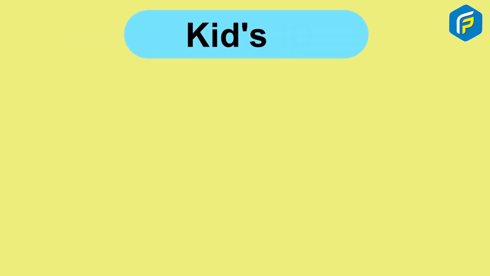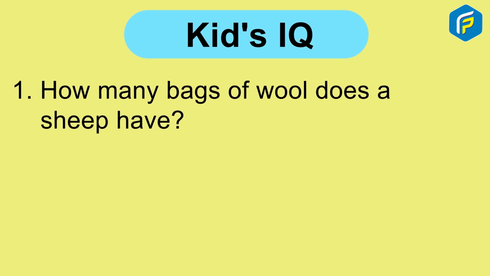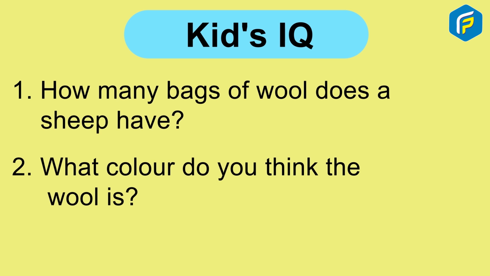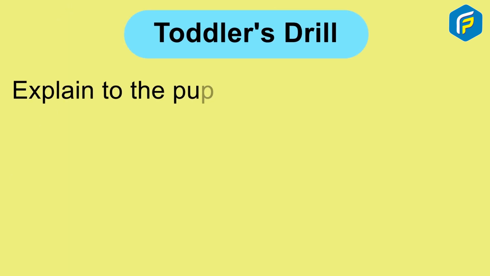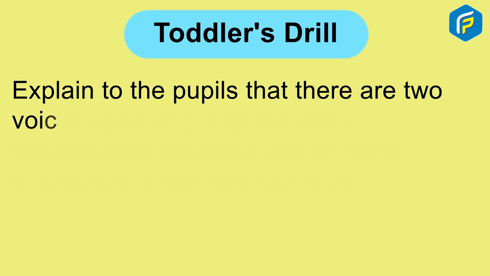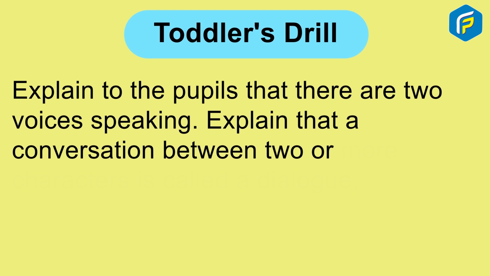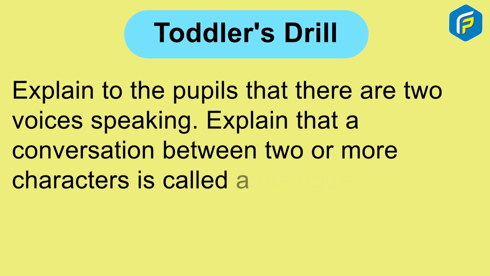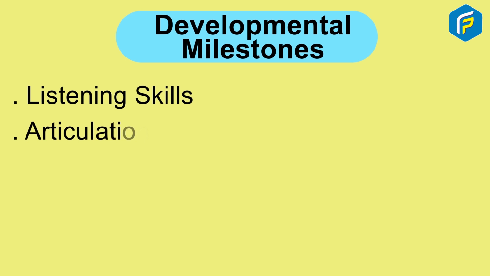Kids IQ. How many bags of wool does the sheep have? What color do you think the wool is? Toddler's drill. Explain to the pupils that there are two voices speaking. Explain that a conversation between two or more characters is called a dialogue. Developmental milestones. Listening skills. Articulation. Recite.